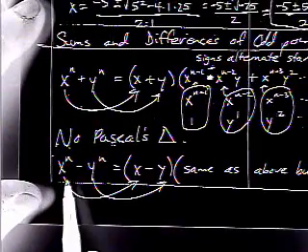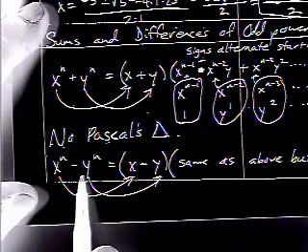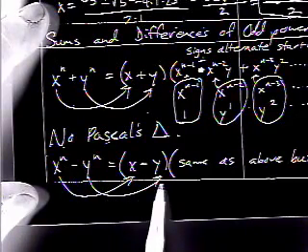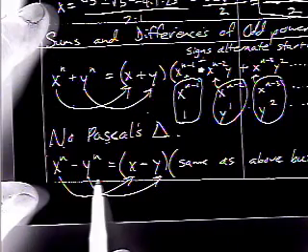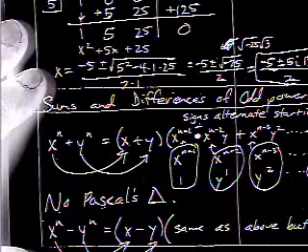The next part, we're talking about the difference of odd powers. We still do the same thing. Take the nth root to find your linear term. And it's always the same sign as what you have there. In both cases, it's the same sign.